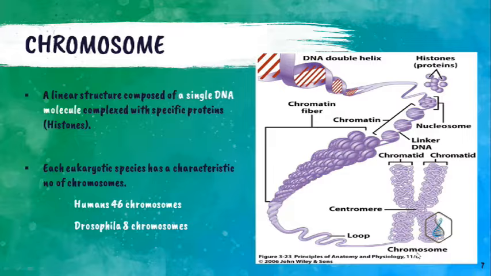Look into this picture shown here. Chromosome is a DNA double helical structure which is wrapped around by histone proteins and which undergoes various modifications like chromatin fiber as shown in the figure and finally attains a structure called chromosome, which we discussed earlier as a linear structure composed of a single DNA molecule and which is complexed with specific proteins called histones.